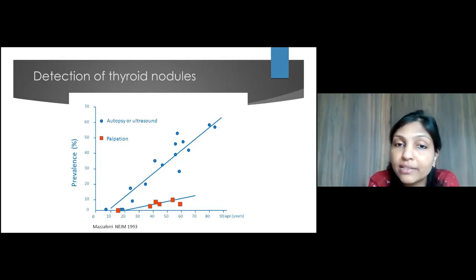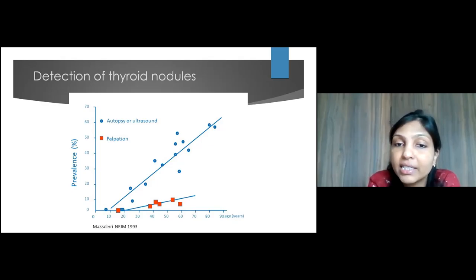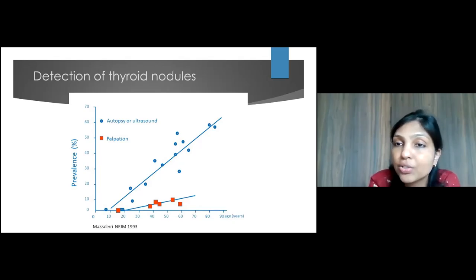In fact, now with the advent of high resolution ultrasound imaging, we have data that corroborates the autopsy data, that almost 18% of patients who were told that they had normal thyroid glands may have actually a nodule which may be more than 2 centimeters, and people who were told that they have a single nodule may have a multinodular goiter.